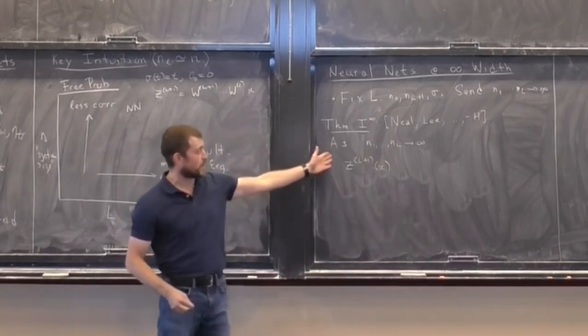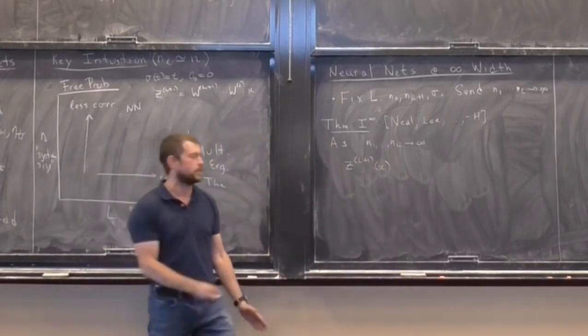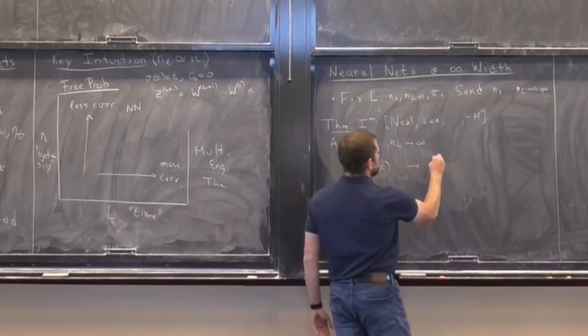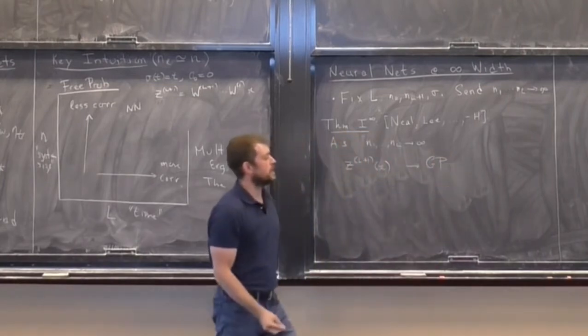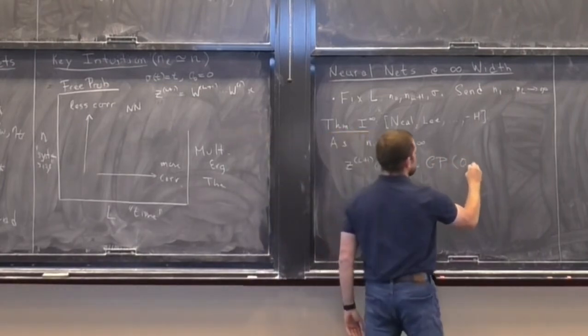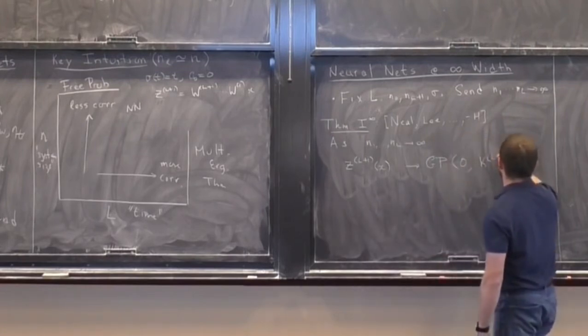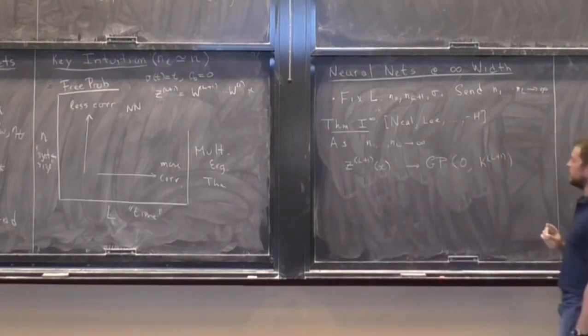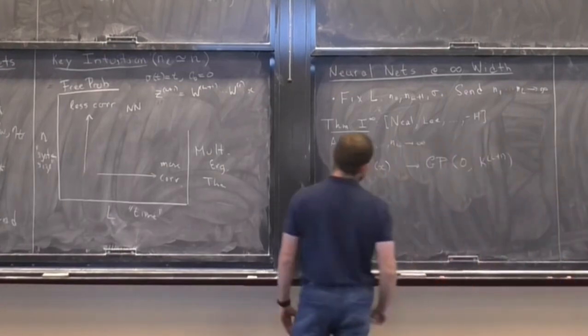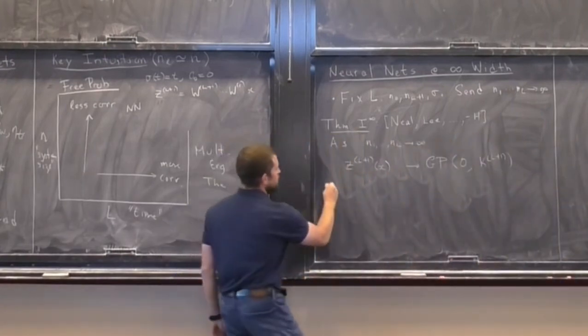This is a stochastic process. It's some random function of its input. It converges to a Gaussian process, which I write GP, that has mean 0 and covariance kernel that I'll call K^(L+1), which I'll explain right now. So you get a free theory, if you want to use that language. And now let me tell you exactly what I mean.